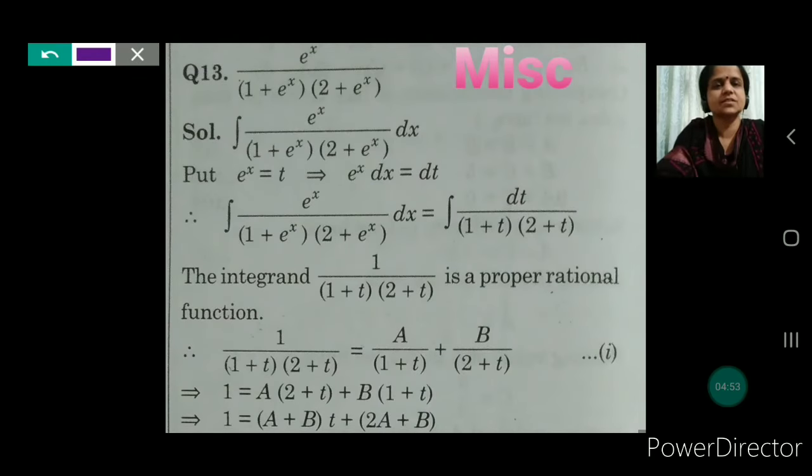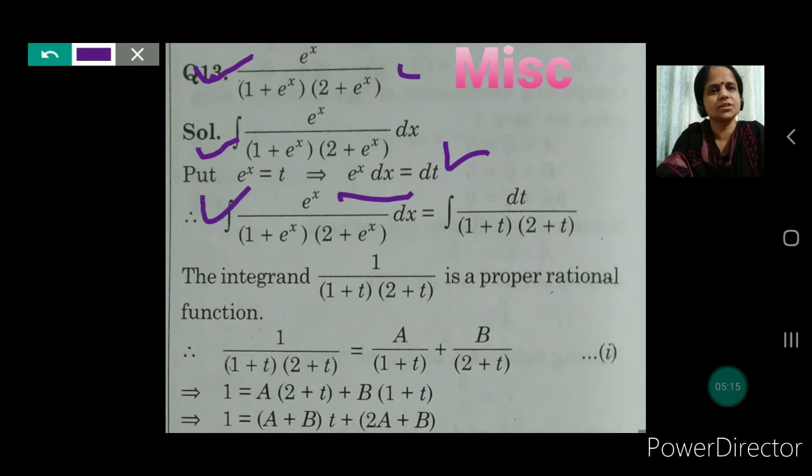Now students, move to the next question. It is question number 13. Find the integration of e raised to x upon in bracket 1 plus e raised to x, and in the other bracket it is 2 plus e raised to x. First of all put e raised to x equal to t, so that e raised to x dx is dt. Now the question becomes dt by 1 plus t and 2 plus t.